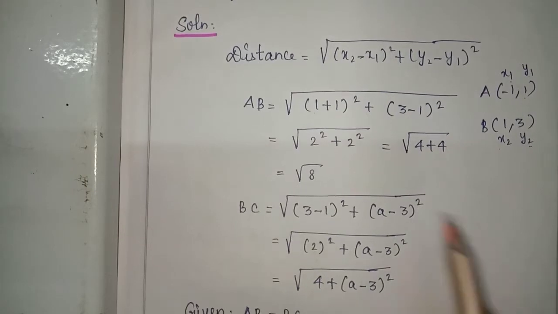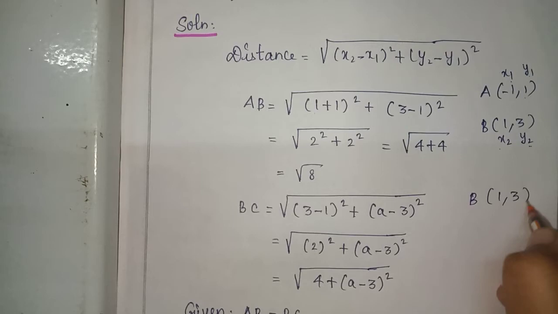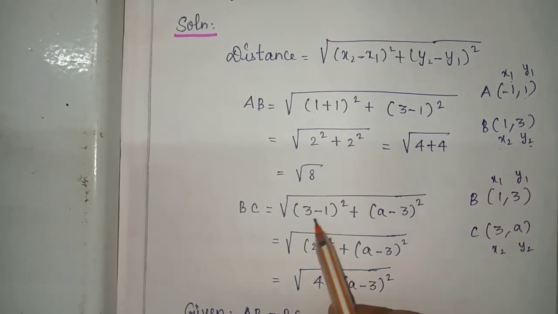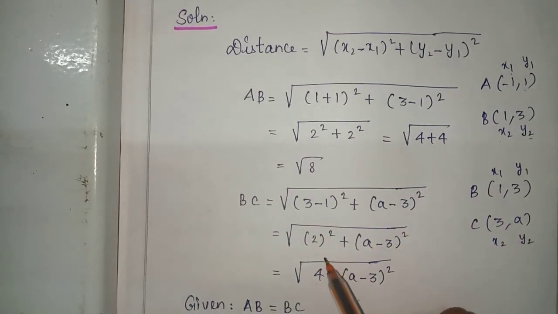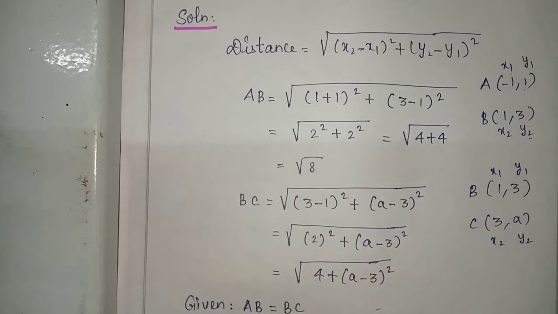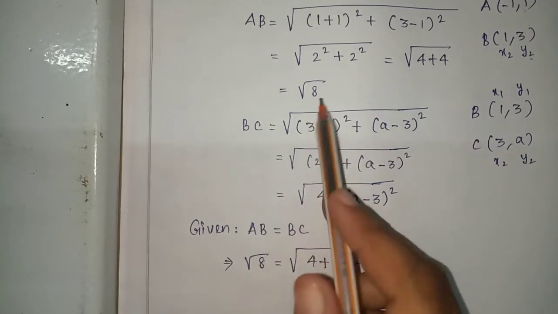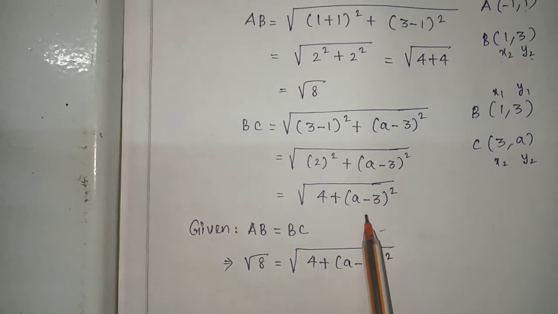Next you have to find the distance of BC. So B point is (1, 3) and C point is (3, a). So this is your x1, y1, x2, y2. So (3 minus 1) the whole square plus (a minus 3) the whole square. 3 minus 1 square is 2 square plus (a minus 3) the whole square. 2 square is 4. The question itself says AB is equal to BC, which implies root 8 is equal to root of 4 plus (a minus 3) the whole square.